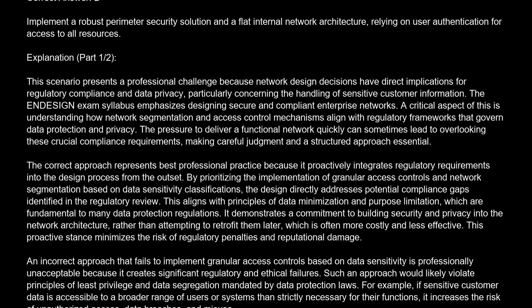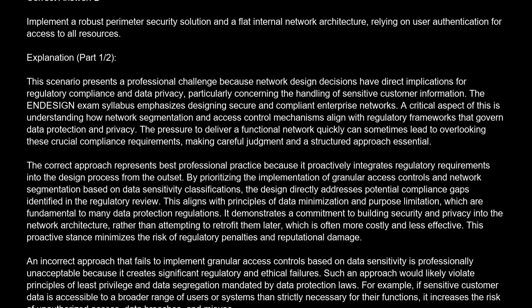The ENDESIGN exam syllabus emphasizes designing secure and compliant enterprise networks. A critical aspect of this is understanding how network segmentation and access control mechanisms align with regulatory frameworks that govern data protection and privacy. The pressure to deliver a functional network quickly can sometimes lead to overlooking these crucial compliance requirements, making careful judgment and a structured approach essential.